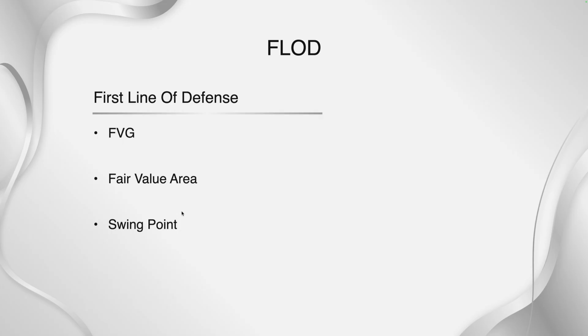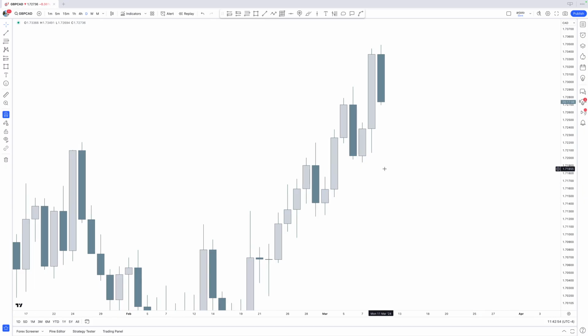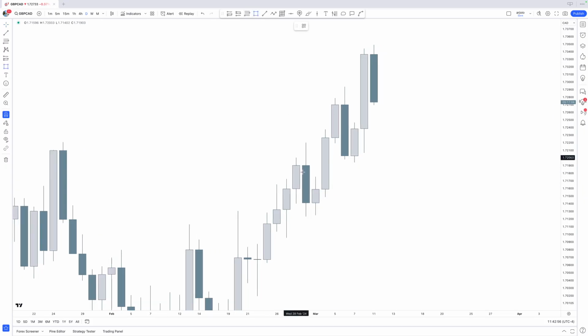So what does this look like in a chart? Here we are on GBP/CAD on the daily time frame, and we used this pair right here as well for our order flow video. And when we take a look at this, we see multiple order flow legs.